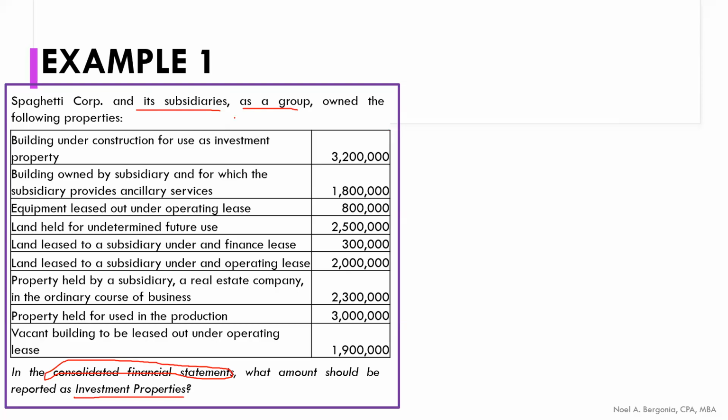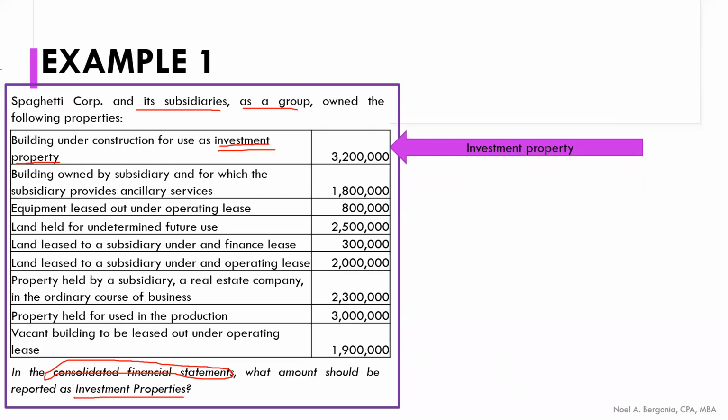First, a building under construction used as an investment property. Si Spaghetti has a building under construction which is held for investment. Hindi naman siya pinaparenta sa subsidiary, so no need for intercompany elimination. Thus, this will be classified as an investment property. I hope that is clear. The intention of the building is for investment property.